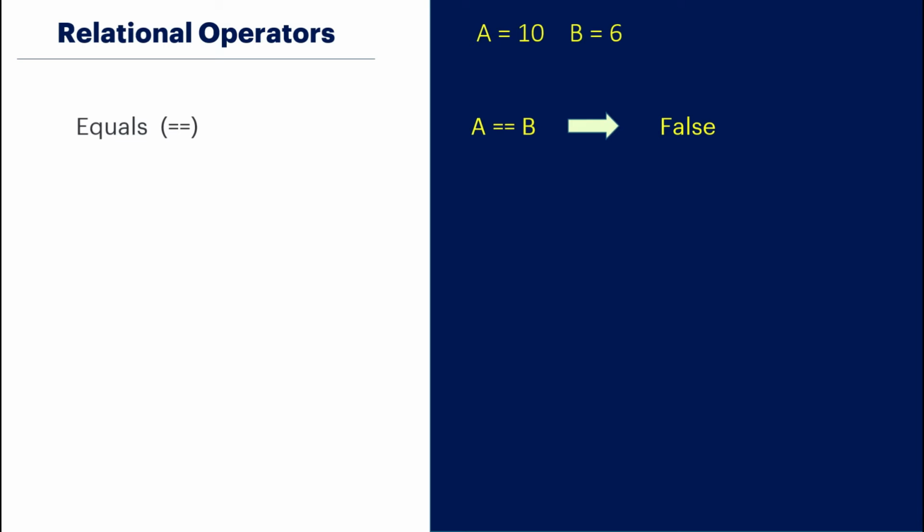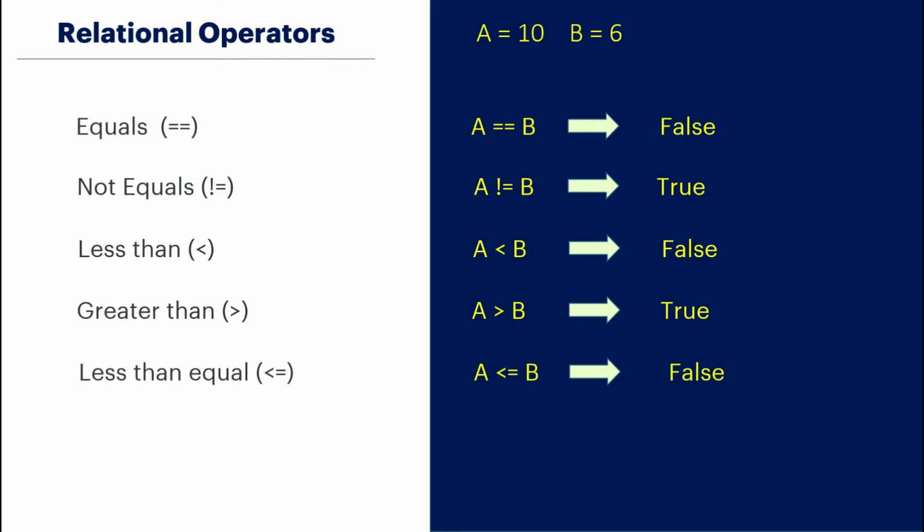Equals operator compares for equality of two operands. Not equals, unlike the former, checks for inequality of two operands. The operators, namely less than, less than or equal to, greater than, greater than or equal to, are used for comparing the operand values.